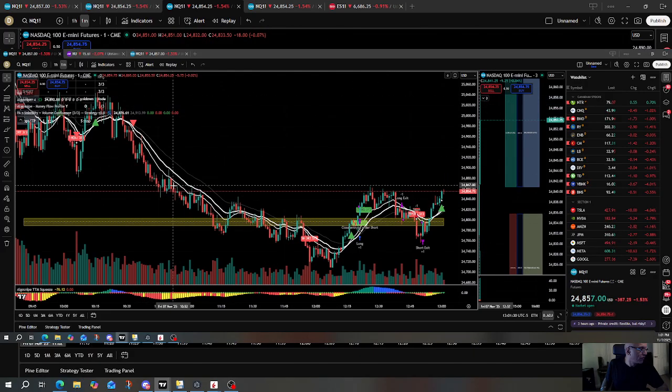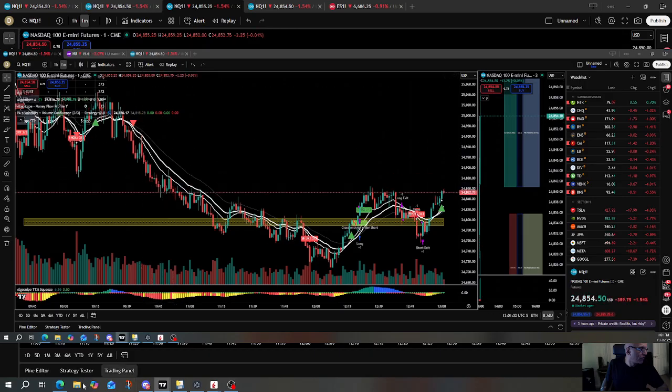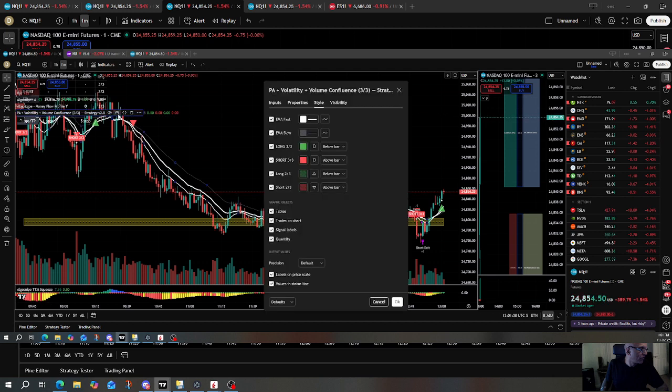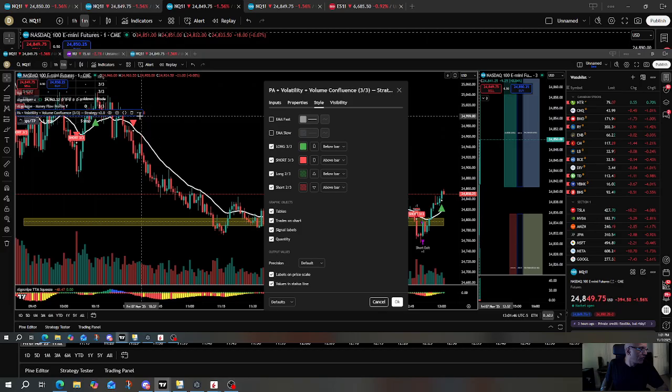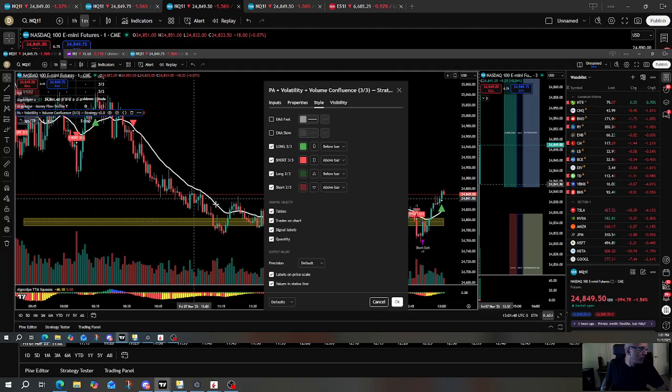You can actually eliminate some of these lines as well. Just go into, let me show you the setup. So when you go into this PA setup, volatility indicator, you go in here. This is the strategy one, okay? The way to go for it is you can get rid of these lines. You don't need these lines. Just keep that one white line. And you can use this white line as an exit too.